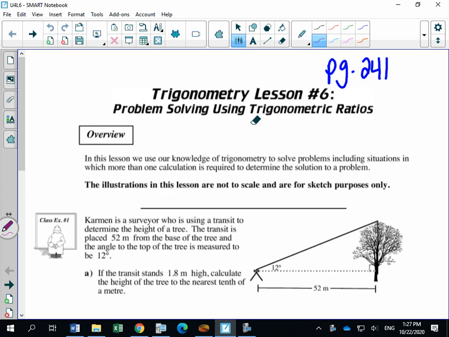Okay, so what we're getting into now is the problem solving, using trig ratios involving problem solving. So it's going to be the exact same thing, SOHCAHTOA, except there might be one additional thing that we're going to be doing with these questions.